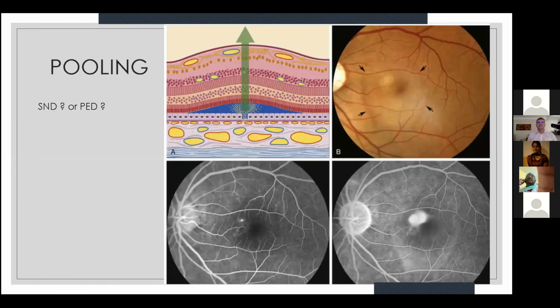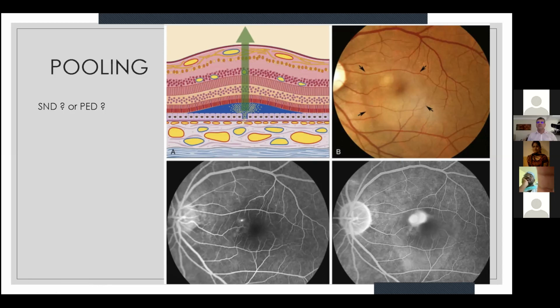Coming to pooling, the next type is pooling. As we can see here, pooling is usually seen in a sensory neural detachment or a PED. In this schematic diagram, we can see that the neurosensory retina has been detached from the RPE. This is a typical case of CSR, where we can see an ink blot pattern. There is an increase in the fluorescence by the end of the fluorescein angiography.